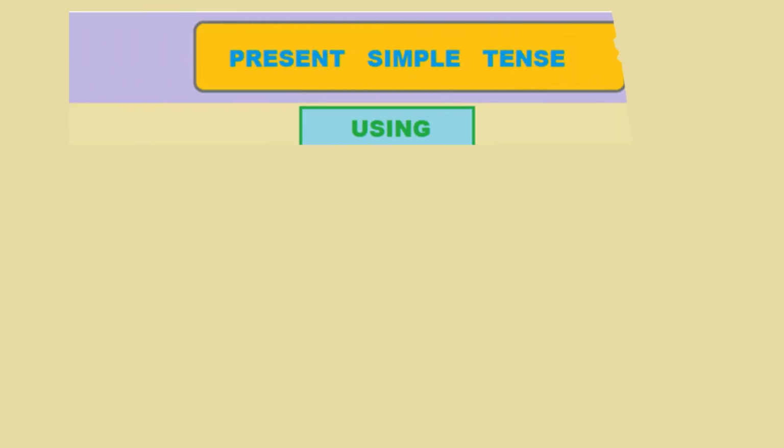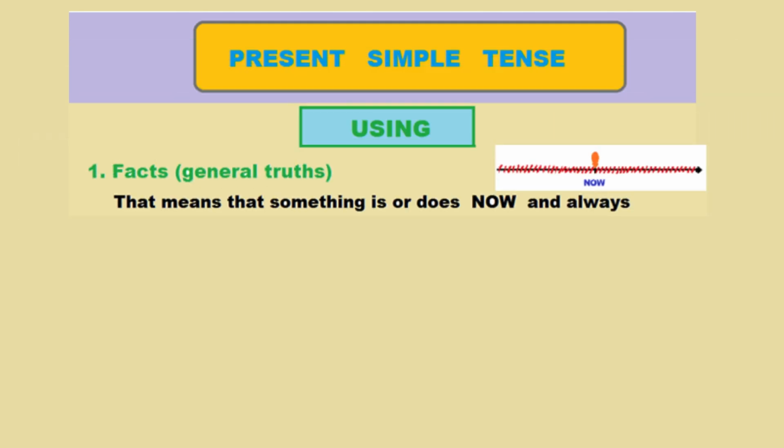The present simple tense is used to express: 1. Facts, general truths. That means that something is or does, now and always.